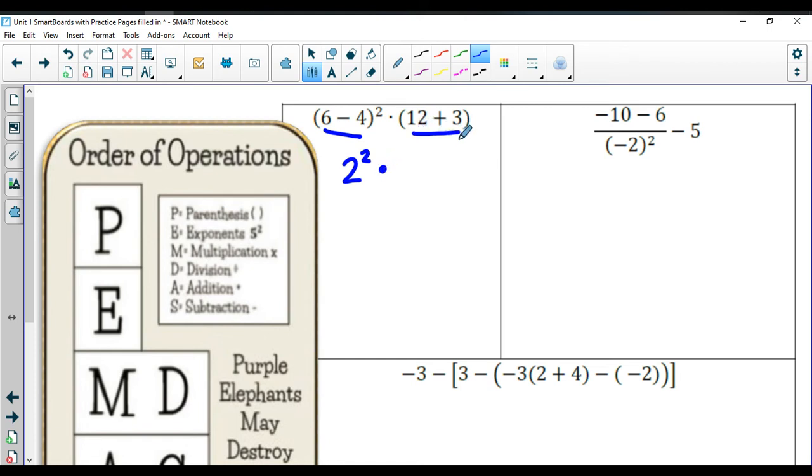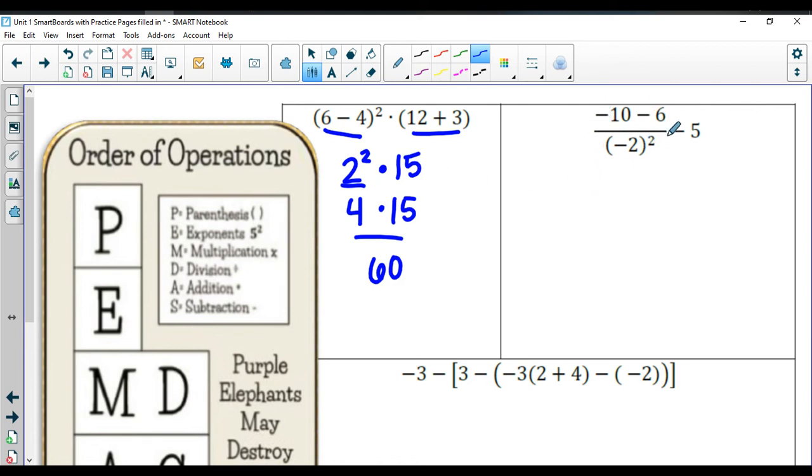Times, I'm going to actually cheat and do 2 steps at the same time. 12 plus 3 is 15. So I have 2 squared plus 15. I still need to take care of exponents. 2 squared means do 2 times 2 because you multiply by itself 2 times. 2 times 2 is 4 times 15, and 4 times 15 is 60.